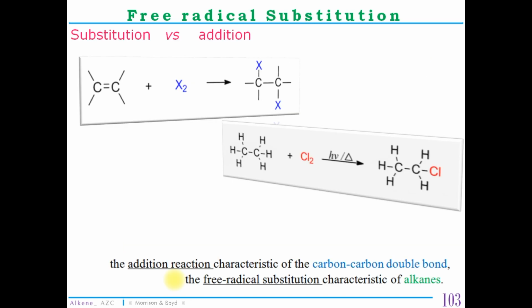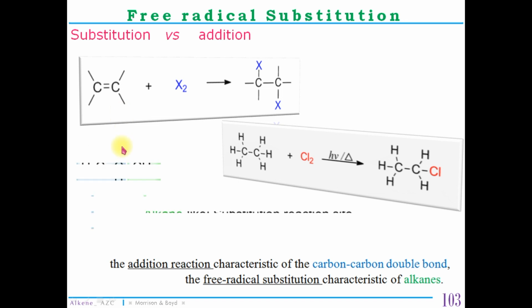Free radical substitution reaction. Alkene upon reaction with halogen gives an addition product, while alkane upon reaction with halogen gives a substituted product. So addition reaction is characteristic of alkene and free radical substitution reaction is characteristic of alkane. However, some alkenes have alkyl substitution, meaning an alkane part is also there in the alkene.